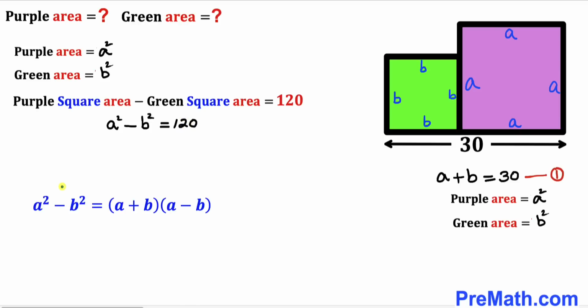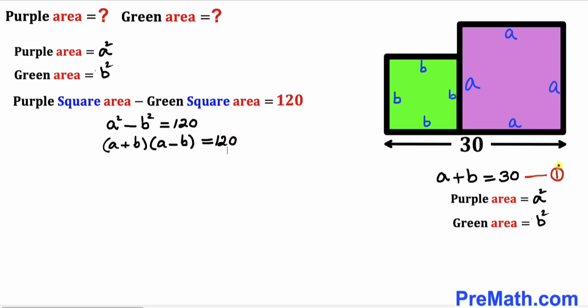Now let's recall this famous identity, the difference of two squares. In other words, a squared minus b squared is equal to the product of a plus b and a minus b. So we can factor the left hand side. The difference of these two squares can be written as the product of the sum a plus b times the difference a minus b, which is equal to 120.